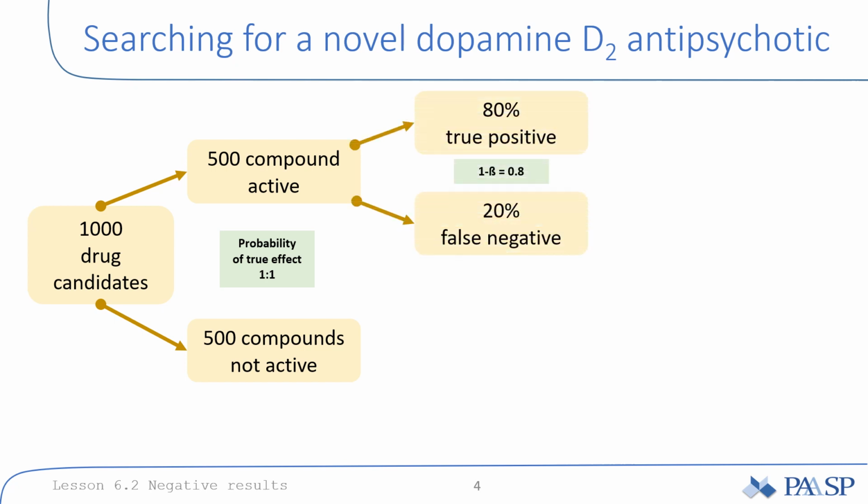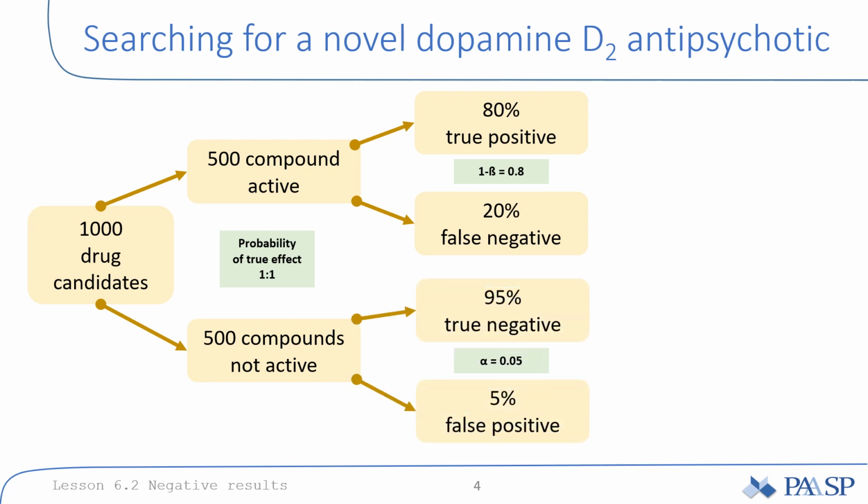We will power our studies at 80%, so that out of 500 active compounds, we will be able to detect 80%, while 20% will come out as false negatives. And we will set the significance level at 5%, so that from the 500 not active molecules, we will have 95% true negatives and 5% false positives.